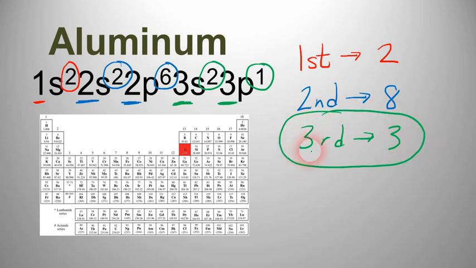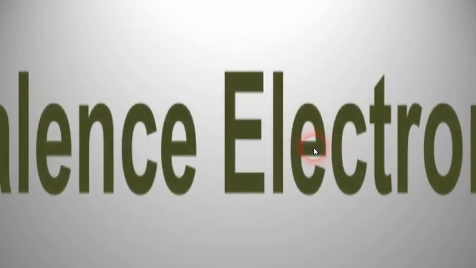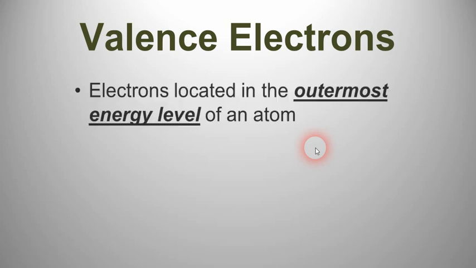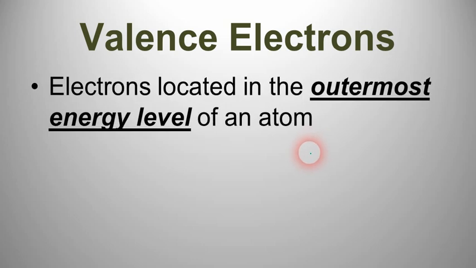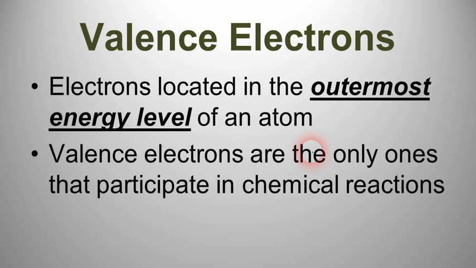In fact, those electrons are so important, we give them a name. We call those valence electrons. And valence electrons are the electrons located in the outermost energy level of an atom. And those are important because those are the only ones that participate in chemical reactions. So anytime you see an explosion, or food is digesting, or grass is growing, anytime there's a chemical reaction taking place, it's the valence electrons that are actually doing the chemistry there.